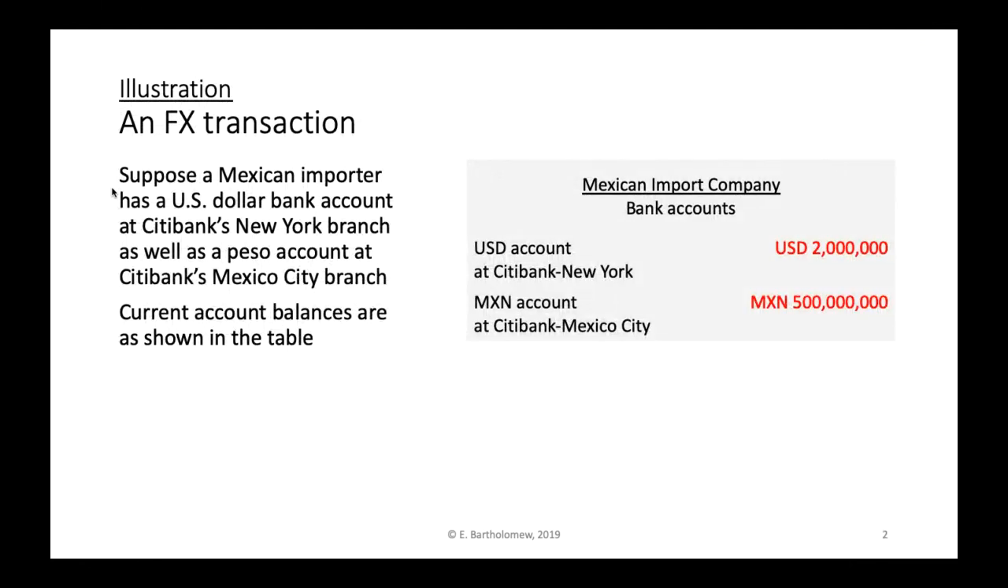Let's start with an illustration of an FX transaction. Suppose a Mexican importer has a US dollar bank account at Citibank's New York branch, as well as a peso account at Citibank's Mexico City branch. Let's suppose the balances are shown in the table. So they have $2 million and they have 500 million pesos in separate accounts.